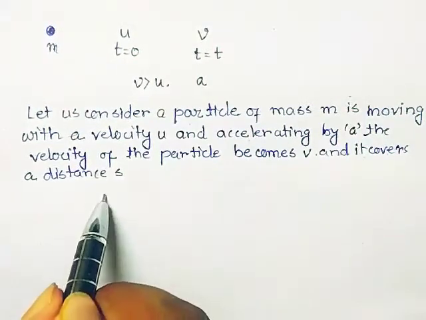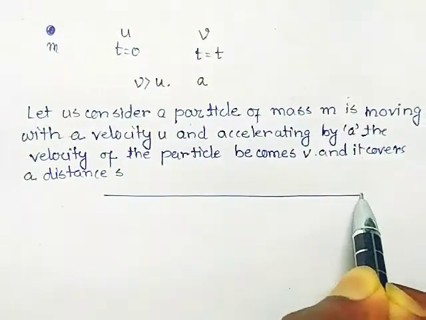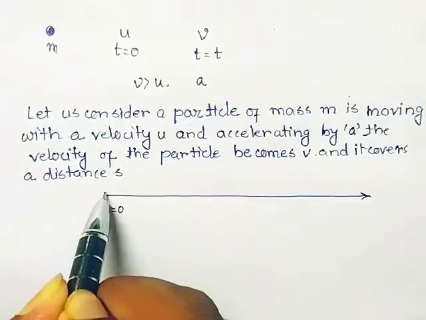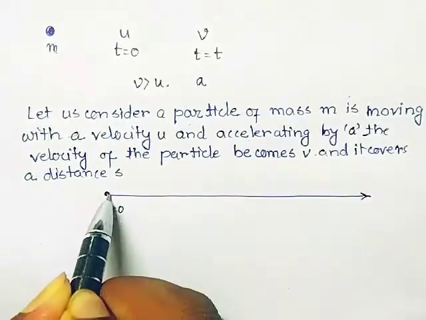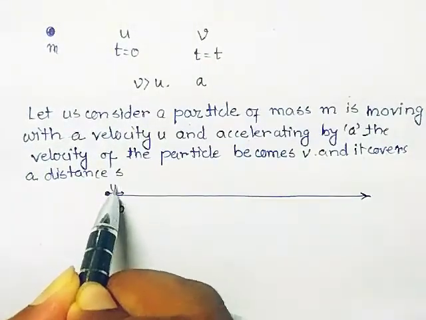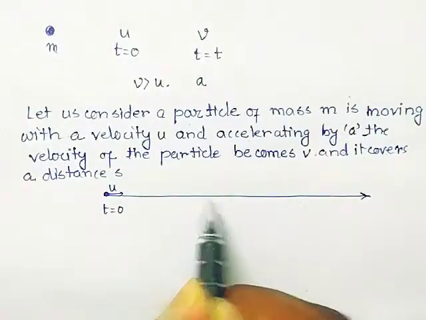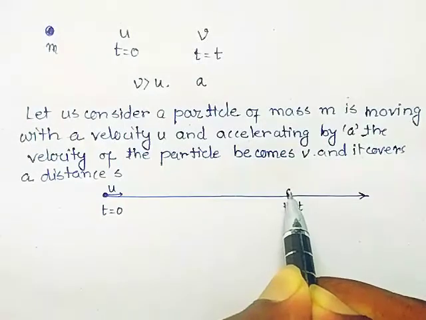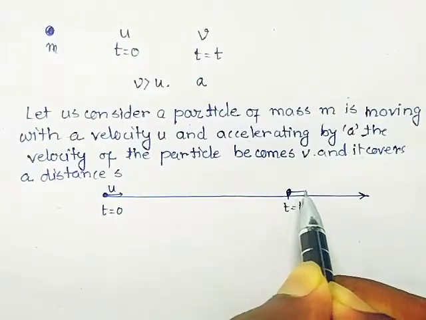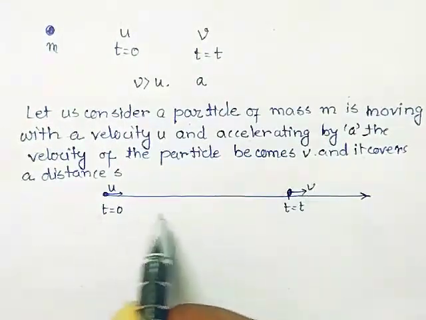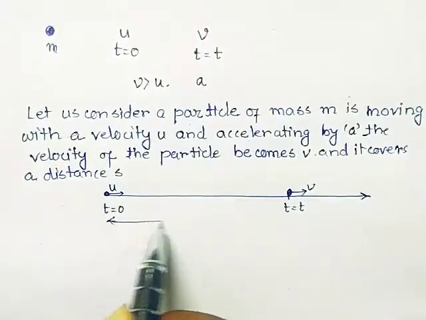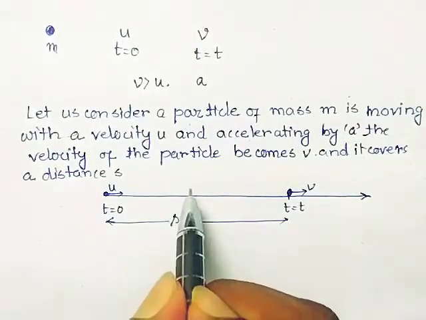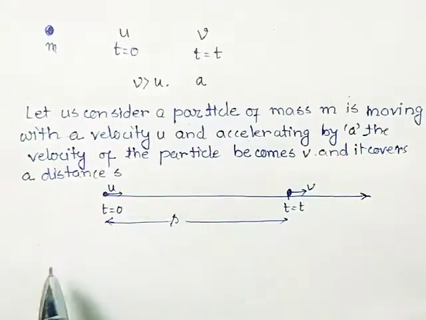If I want to represent this on a straight line, let us consider this is the direction of moving. At t equal to 0, the particle is here and its velocity at that time is u, and after the time t equal to small t, the velocity of the particle is v, and in the meantime it covers the distance s, and the acceleration of the particle is a.